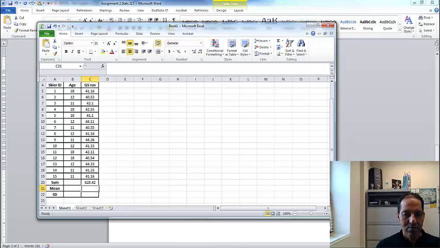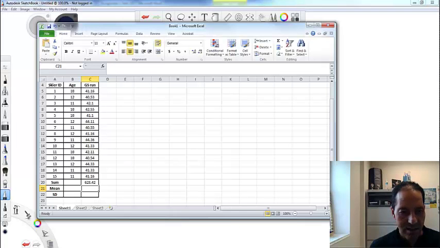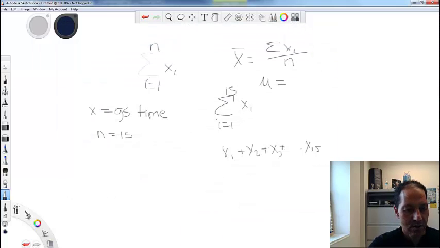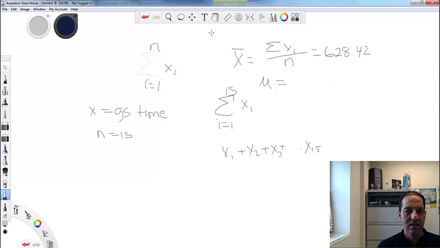So let's go back to our tablet. What did I say? 628.42. If we sum this up, we get 628.42. Very nice. Okay, so we have that. We'll keep that value in mind, and we're going to use that to calculate the variance.